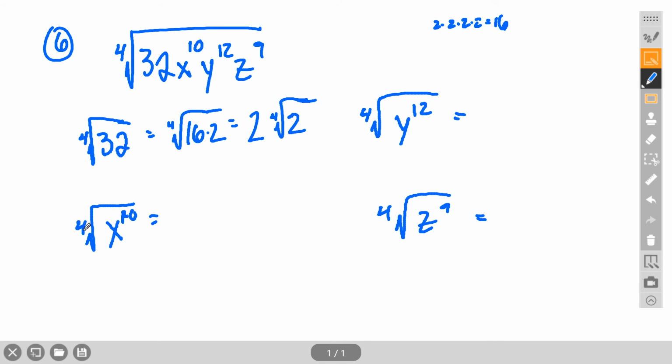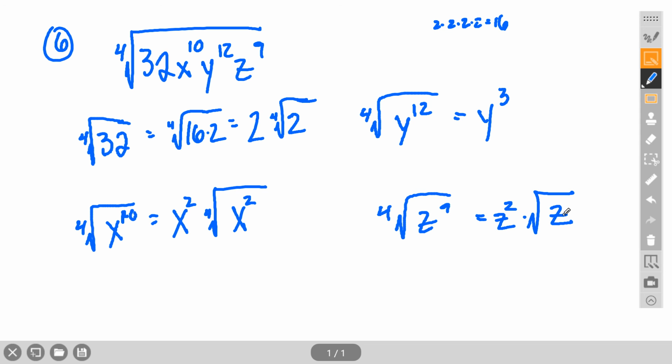X to the 10th, the index goes into the exponent 2 times, so you can take 2 factors of x out, but you will have a remainder because 4 goes into 10 to make 8. You still have 2 x's left over, so those 2 x's are still underneath the radical. For y to the 12th, 4 goes into 12 evenly. It goes in 3 times, so you can take out y cubed. And then z to the ninth, 4 goes into 9 two times, so you can take out two factors of z. However, there's still a remainder, so there's still a factor of z left underneath the radical.